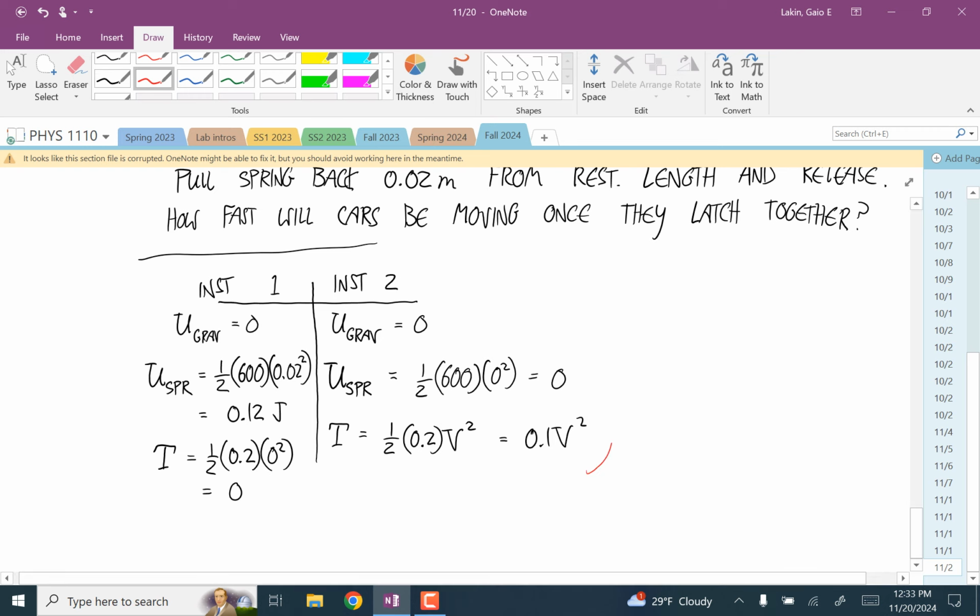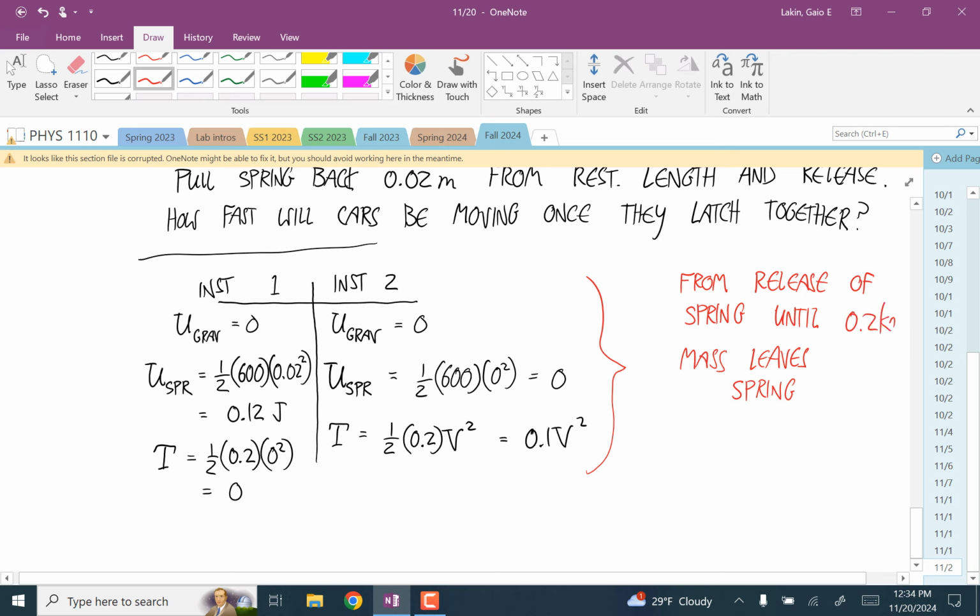But the important thing you have to remember here is that all this is just from the instant the spring is released until the mass leaves the spring. And we're just talking about the 0.2 kilogram mass.